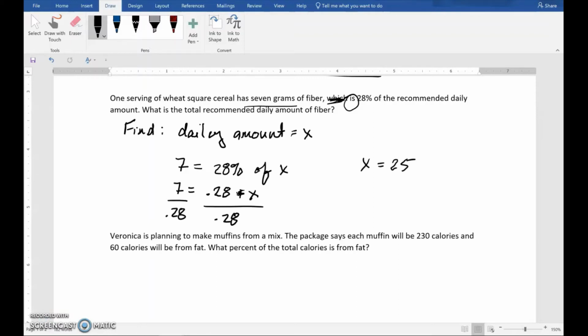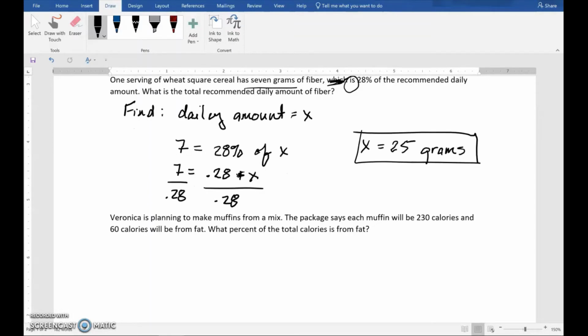So remember, the last step that I'm going to want you to do is to put a unit on here. And so X represents what? Daily amount of fiber, and we're talking in grams. So my answer is going to be 25 grams. Okay, let's try another one of those.